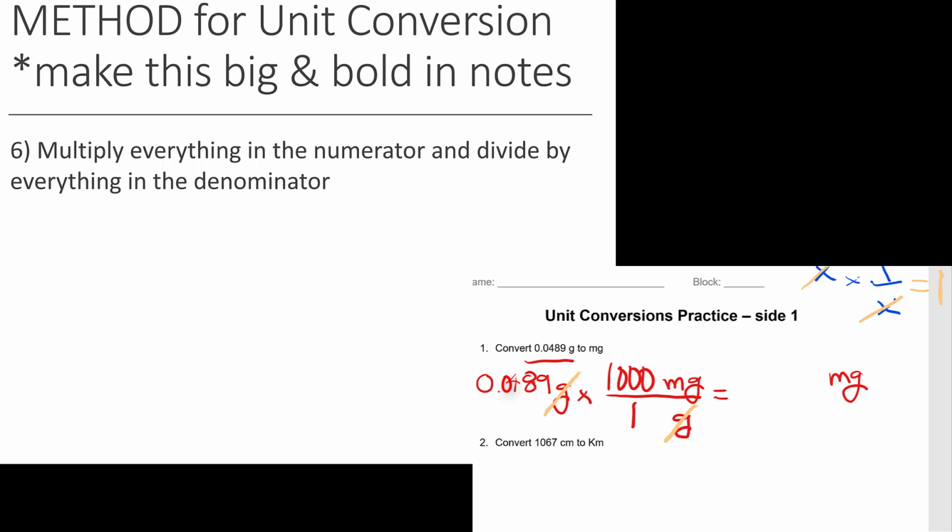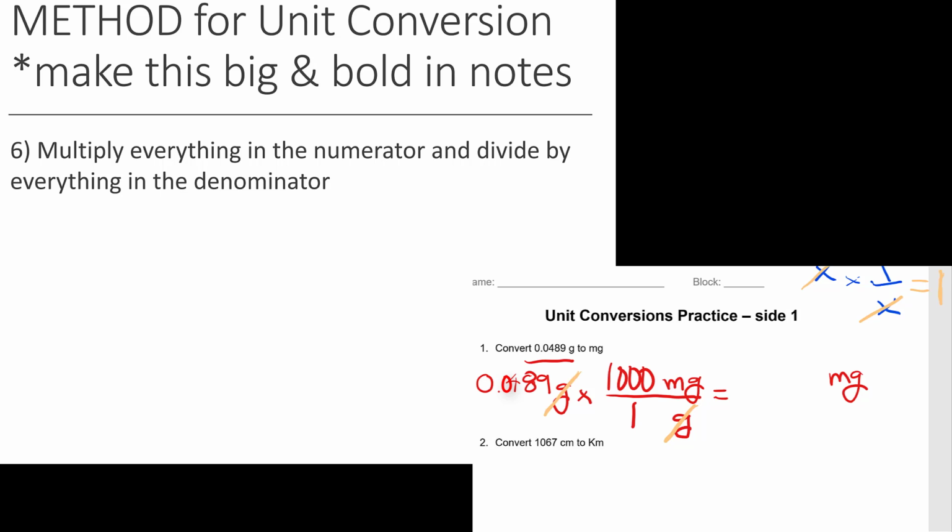We just need to multiply everything in the numerator together and then divide by anything in the denominator. So this is where our math skills come in, right? The 0.0489 is in the numerator and the 1,000 milligrams is in the numerator. So we are going to multiply those numbers together and then we're going to divide by what's in the denominator. Fortunately, what's in the denominator is 1. So this is a very straightforward problem.